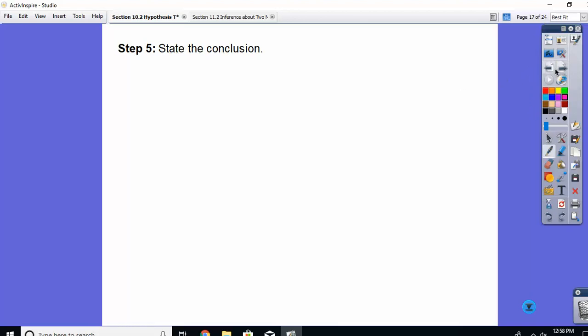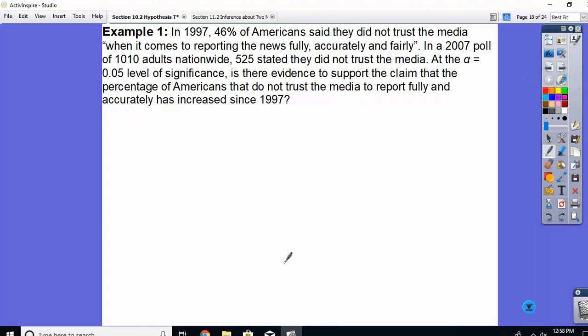Okay, so now we are getting into examples. And I printed these for you, but you might need a little extra space. So if you write big, you might want to get another sheet of paper. This one I'm going to do both ways. I'm going to do the classical and the p-value, just to show you the difference. And then after that, I'll probably stick with the p-value approach.